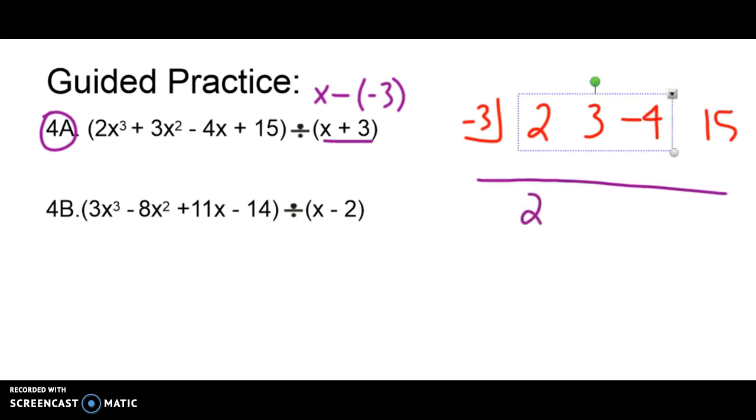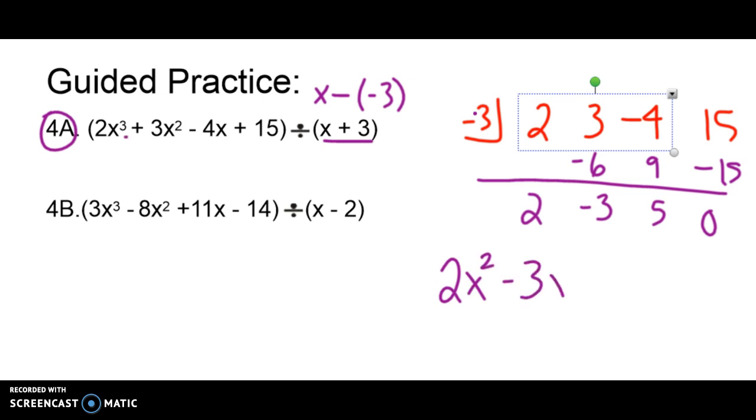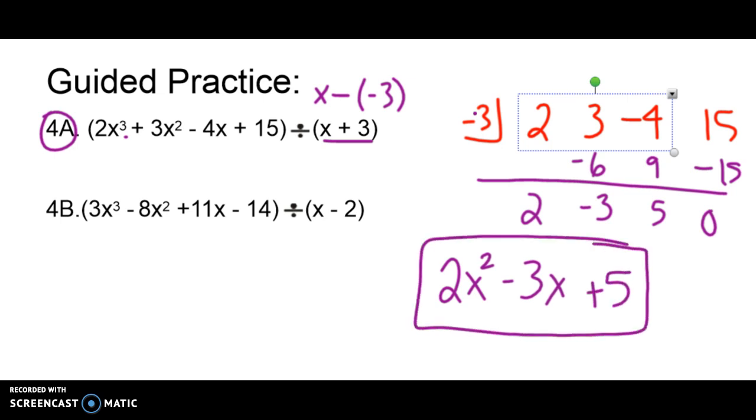Okay, I drop my 2 down. 3 times negative 2 is negative 6. 3 plus negative 6 is negative 3. Negative 3 times negative 3 is 9. And I get a 5 here. 3 times negative 5 is negative 15. And I have 0 left over. So my solution is going to be 2x, power goes down by 1, so the x squared minus 3x plus 5. There's my solution right there.